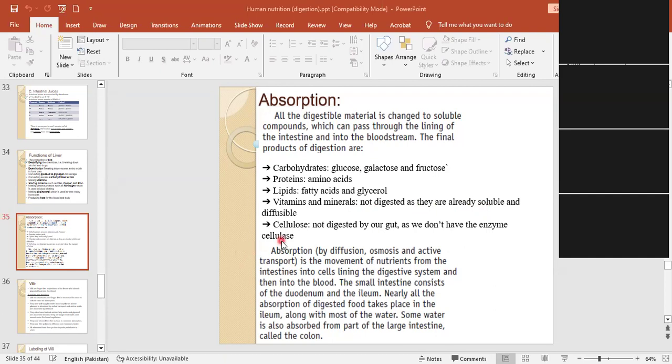Plus cellulose, which is the roughage or fiber, you know that it is not digested. We do not have the enzyme for it, yet it is very important for digestion because it maintains your peristalsis. It helps in keeping the internal lining of the alimentary canal smooth, lubricated, and allows the food to pass through smoothly. Now, what is absorption? Absorption is the movement of the nutrients from the intestine into the cell lining of the digestive system, and then into the blood.